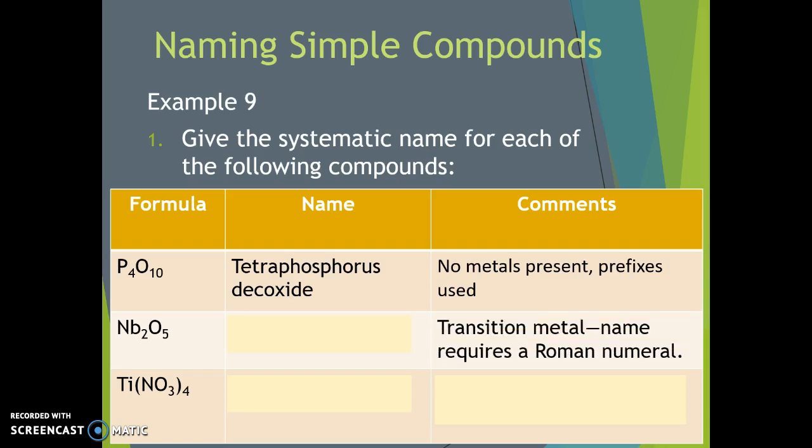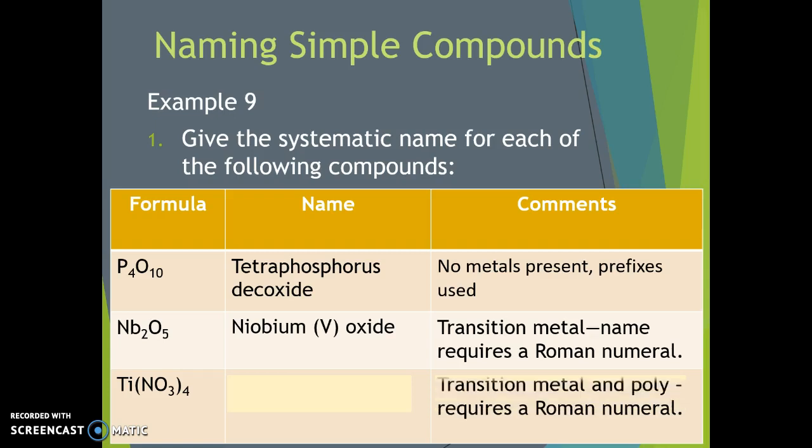Niobium is a transition metal, which means we need to determine the charge and include a Roman numeral. Since the charge on oxygen is always -2, that means that to balance those 5 oxygens, each niobium must have a charge of 5. So it's niobium(V) oxide.